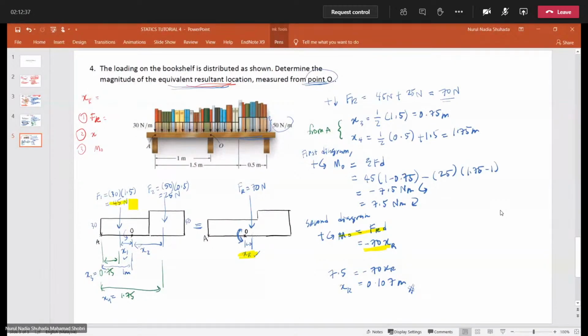F1 is 45, F2 is 25, and the distance that you need to use here is this one. Why do we use this distance? Because it's mentioned in the question, measured from point O. So basically, it's the same step as question number 3, but you have to work it a bit differently, because at the end you have to compare the values. Okay.